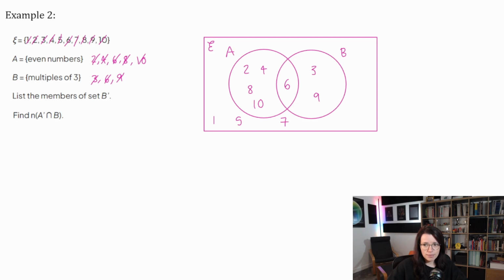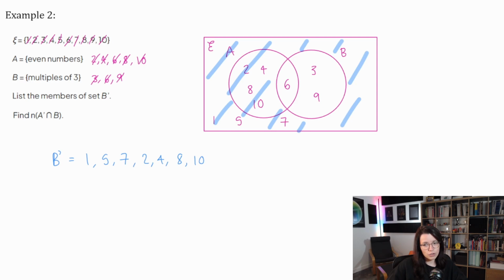First of all, list the members of set B dash, in other words, not B. So if we highlight what that means, it's anything that is not in the B circle. And hopefully you can see that that is 1, 5, and 7 on the outside, and then the 2, 4, 8, and 10. This other set, the intersection between not A and B, so that's where not A and B overlap each other. And that's going to be just this part here. And because there's an N on the outside, that means number of elements in there, and there's only 2. So that's the answer.